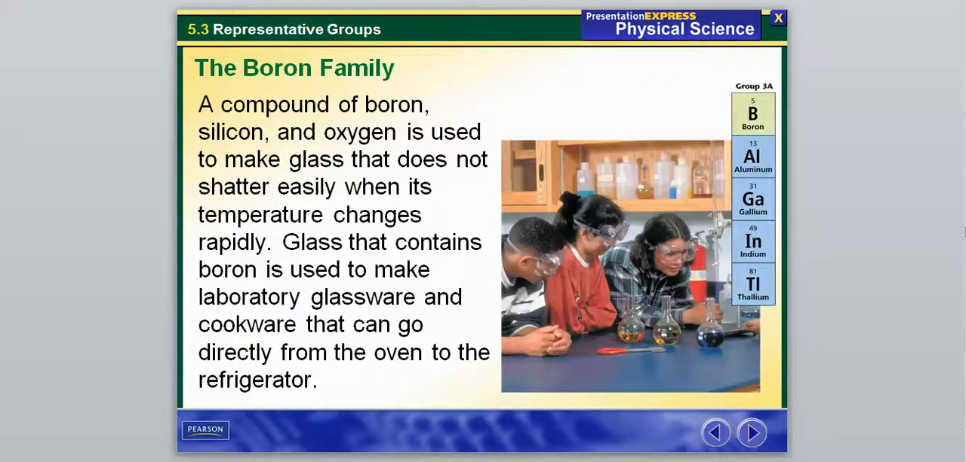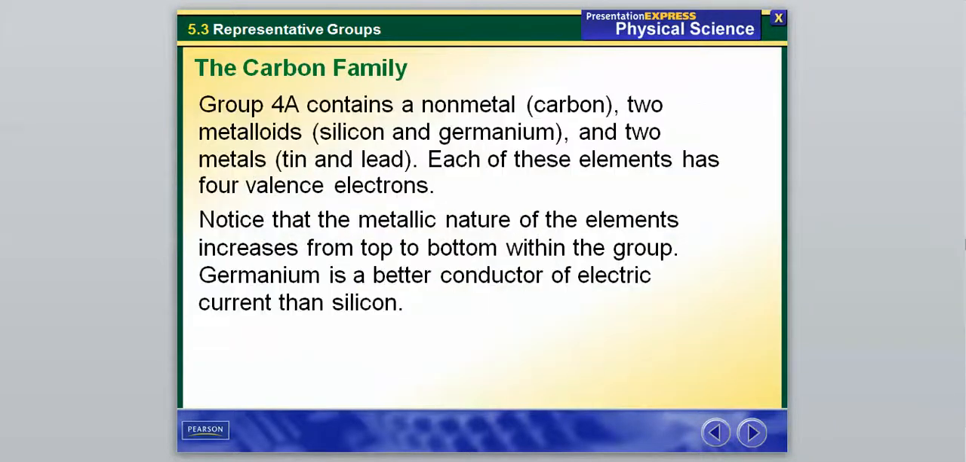And we have one more family for this video, and that is the carbon family. Group 4A contains a nonmetal, carbon, 2 metalloids, silicon and germanium, and 2 metals, tin and lead. Each of these elements has 4 valence electrons, group 4A. And notice that the metallic nature of the elements increases from top to bottom within the group. Germanium is a better conductor of electric current than silicon. So for this group, as we move from the top to the bottom, we're going to get more metallic.